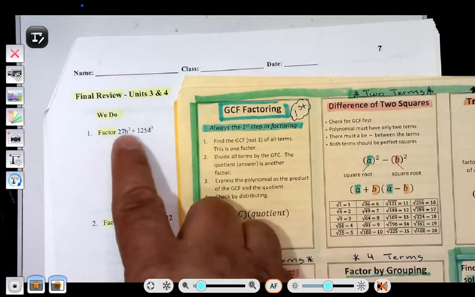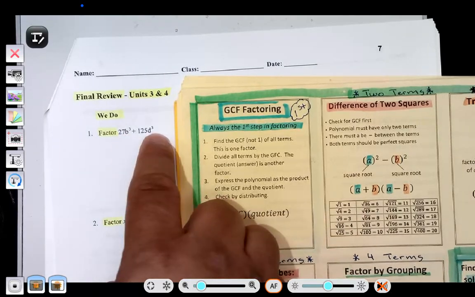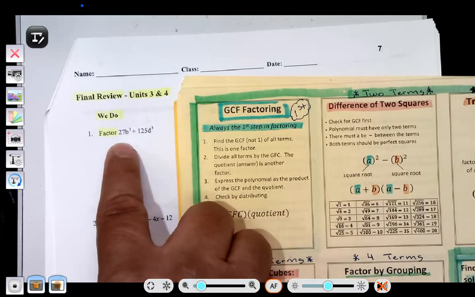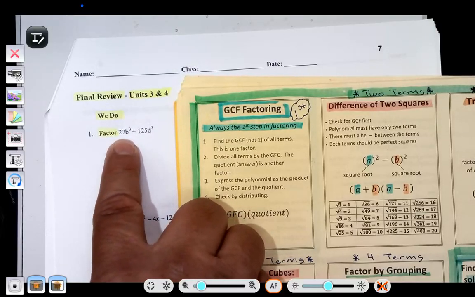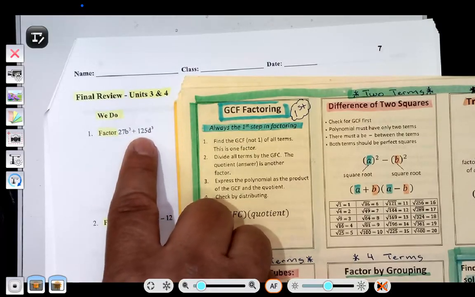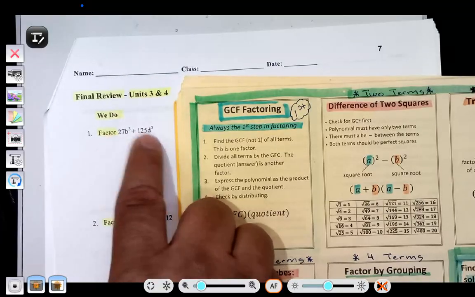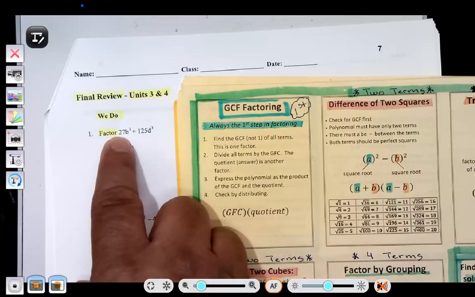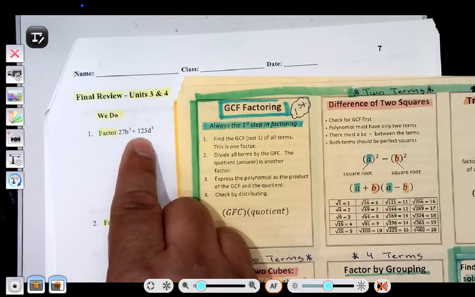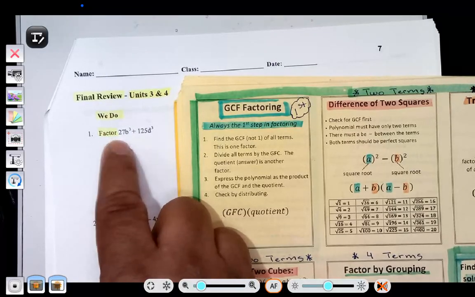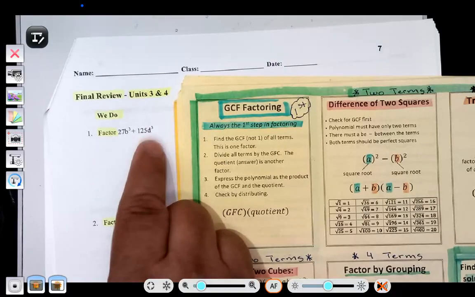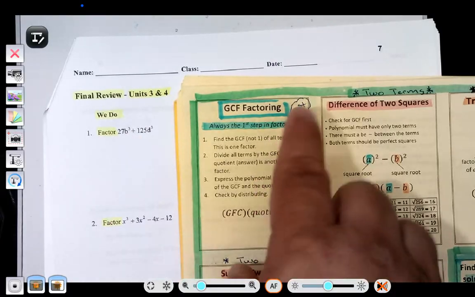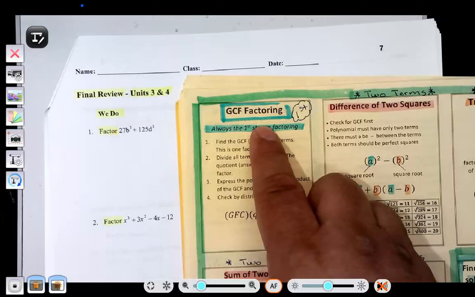Now, when I'm looking at it, this one has a letter B, this one has a letter D, so we can't take out a letter for a GCF, but then I can think about these numbers 27 and 125, and we could try to find a number that goes into both. But I'll tell you right now that there is no number that divides the 27 and the 125, I believe. Yeah, there is no number that divides them both. And so because of that, we're going to go into our next step. So GCF is always first.